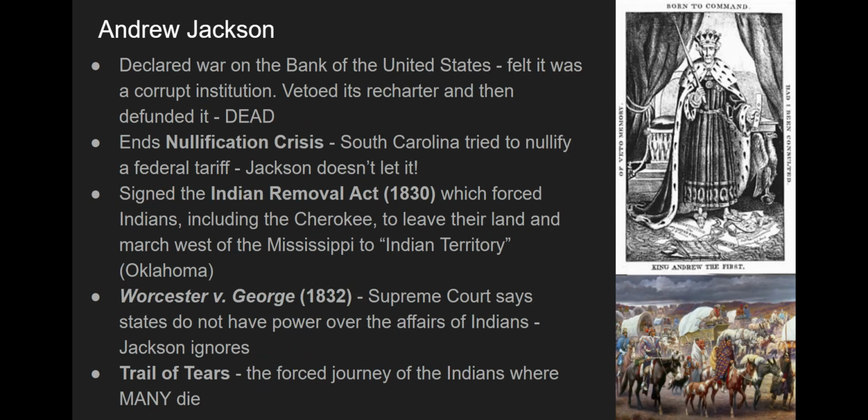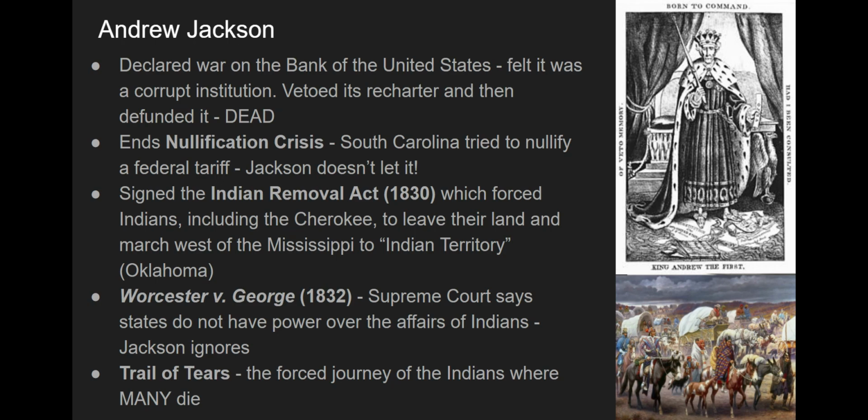Andrew Jackson becomes famous for a few reasons. First of all, he declares war on the Bank of the United States. He thought it was a corrupt institution, who, by the way, Henry Clay also supported, so there's a personal reason there. He didn't like it. And he vetoed the recharter of the bank, and then he defunded it. He took out all the money and put it into state banks instead. This killed the bank.